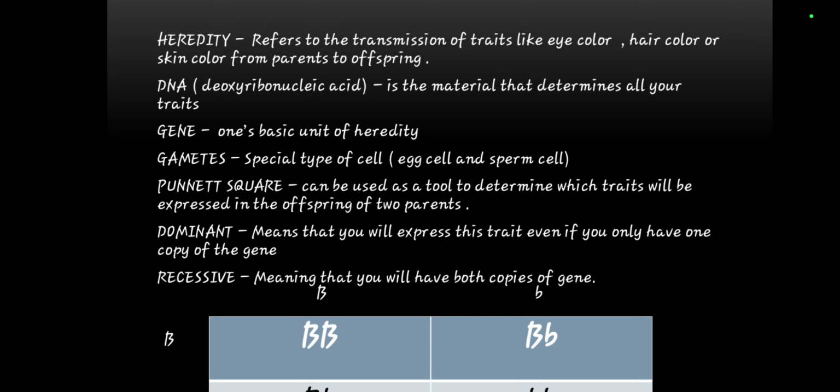Okay? So inside every cell in the body, it has a secret code. Okay? It has a secret code that determines everything about you. So that is called DNA. When we say DNA, it is deoxyribonucleic acid. It's much more defined as the material that determines all your traits. So DNA is composed of chemical bases that can define your traits. That's why it is called a secret code, because that code or those chemical bases can identify your specific traits.